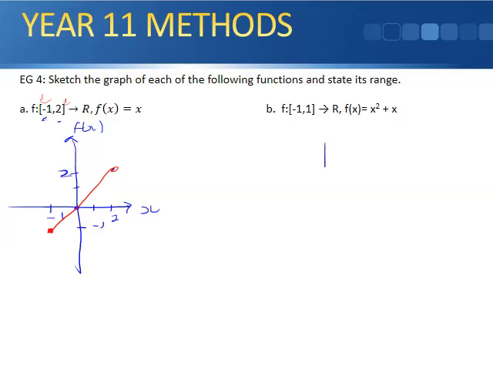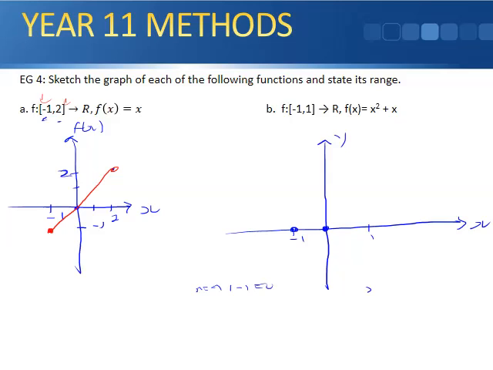Part B, I've got x squared plus x. And again, it's between -1 and 1. So I've just quickly done that. I know that the parabola, if I put x equal to 0, I get y equal to 0, so it's going to cross there. It's a parabola, so when x is -1, I'm going to get -1 squared is 1 minus 1, so that equals 0. That's when x equals -1.